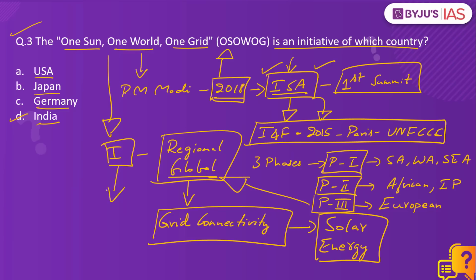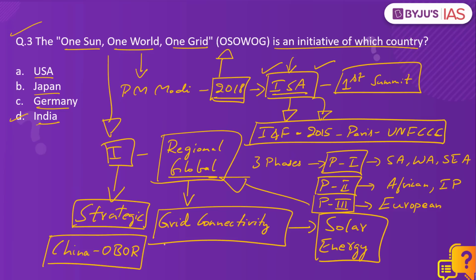This initiative of India is also said to have strategic ambitions as it is set to rival China's One Belt, One Road initiative, and hence India is actively pursuing this clean and renewable energy initiative.